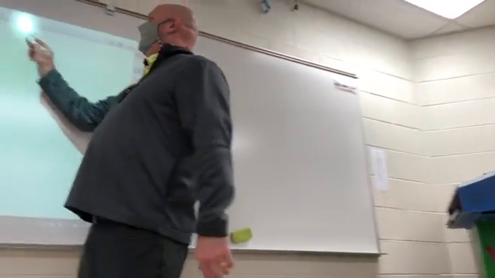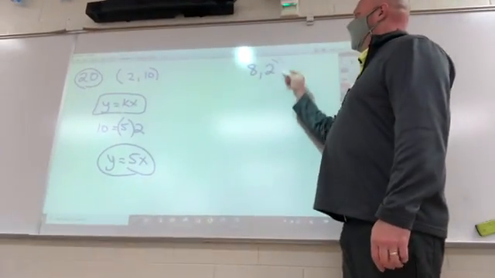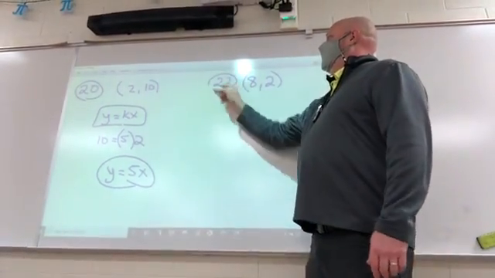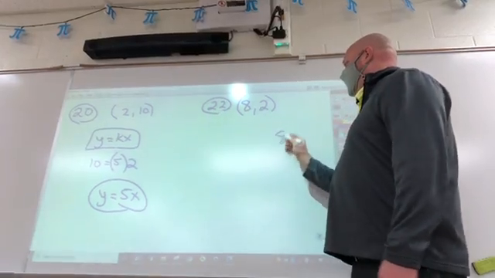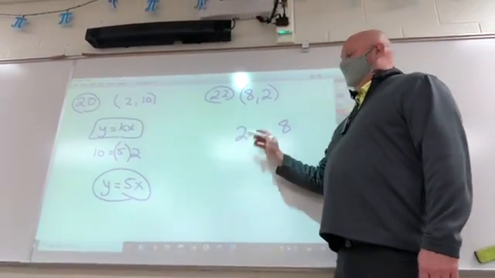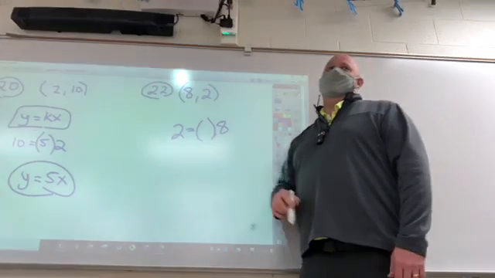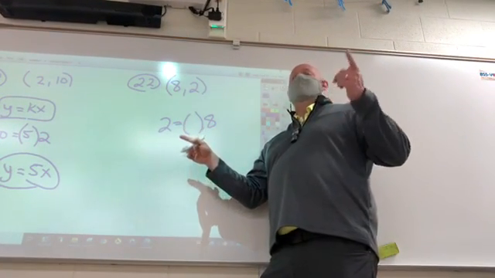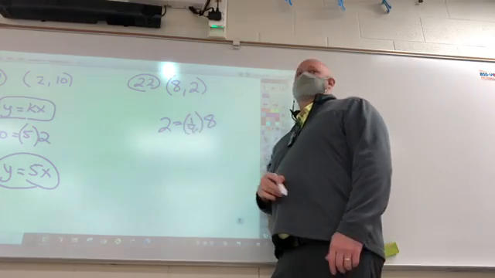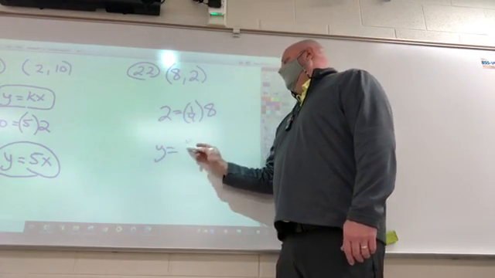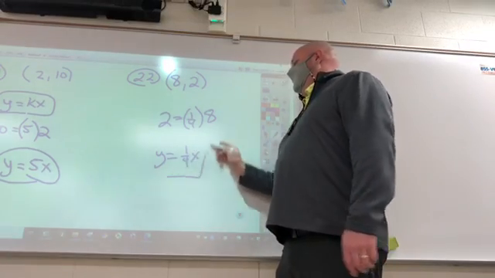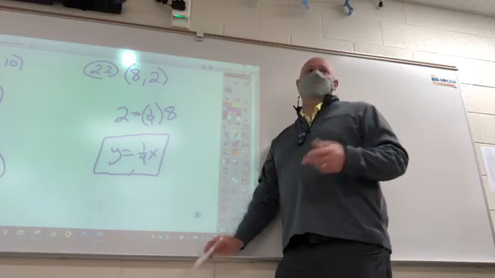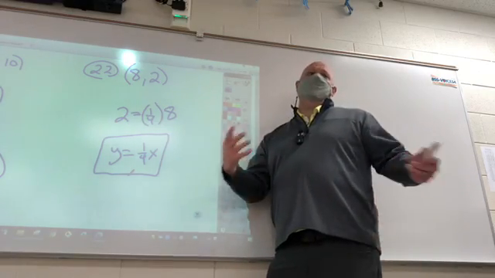Well, careful. This is an (8, 2). How do you turn an 8 into a 2? What do you multiply 8 by to turn it into a 2? Or 1/4. So the answer is y equals 1/4 x. Yes, you can think I would divide by 4. Well, dividing by 4 and multiplying by 1/4, same thing.